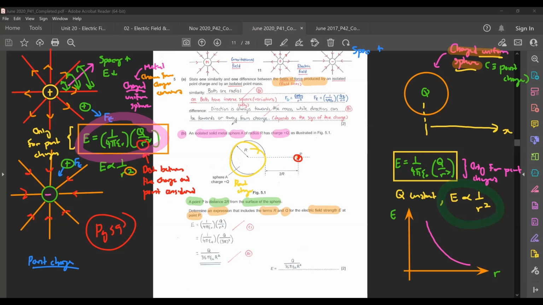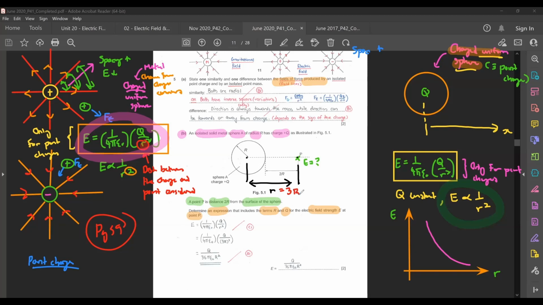So you can actually use this equation, E equals 1 over 4 pi epsilon naught Q over r squared directly. Here I did mention to you your r is usually the distance between the charge itself and the point considered. So if you're talking about the field strength at point P, your r is this one, the distance between your charge and the point that you consider.